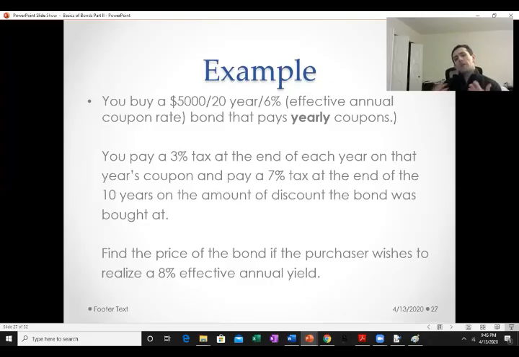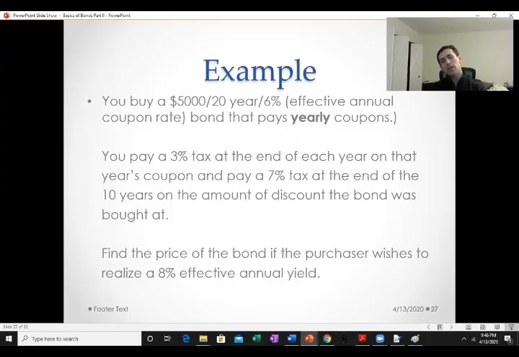So what does that even mean? We've done that before, but I want to just explain what this means. And if you've seen internal rate of return, we'll get into that later, it means your internal rate of return is 8%. Well, what does that mean? In this problem, we have cash in, we have cash out. The cash you're getting in is the coupons and the face value at the end of 20 years. The cash out that you're paying is the tax on each coupon and the tax on the discount that the bond was bought at.